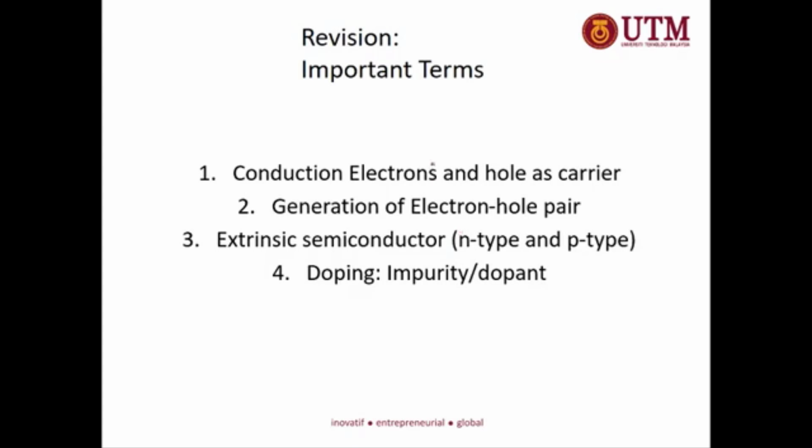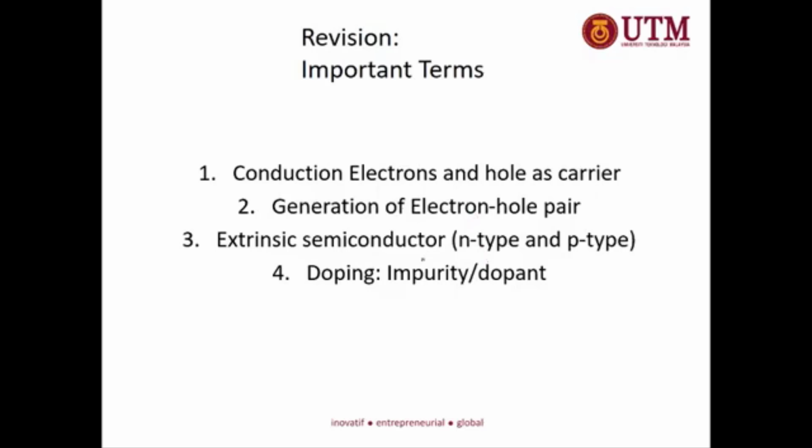And then the conduction electron and hole, how are they produced? They are generated through a process we call electron-hole pair generation. So when one free electron is generated, one hole is formed, because this is in pairs.